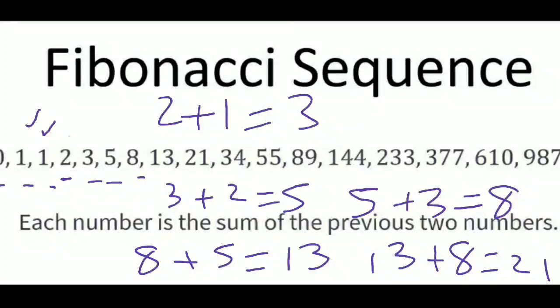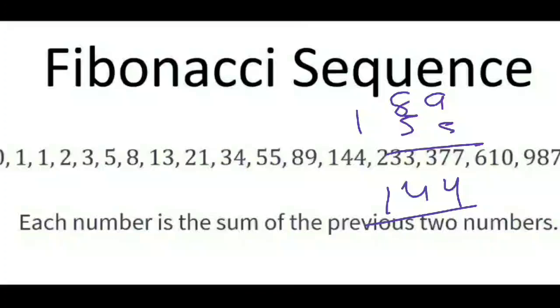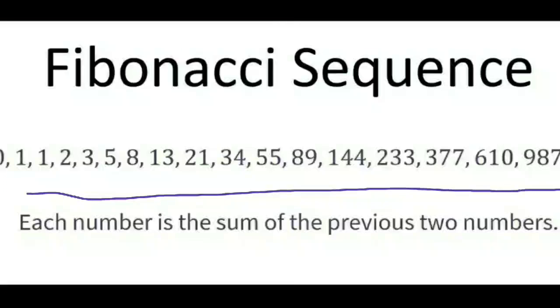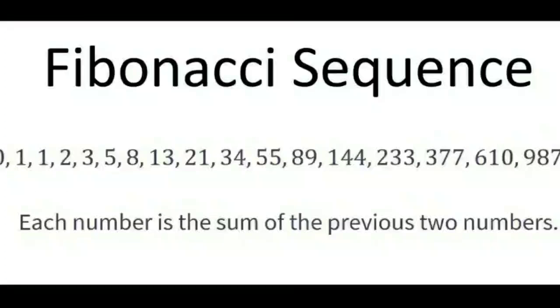Let's check for a random term also. Okay, these are going in sequence. Let us check for a random term. So if I check for, let's say, 144, the previous two terms are 55 and 89. So the sum of 55 and 89, that is 89 plus 55, should come out to be 144. So yeah, it is coming out to be 144, and that is what I am saying. Any term randomly, even if you pick from the series, it is going to be the sum of previous two terms. So this is all about the Fibonacci series.